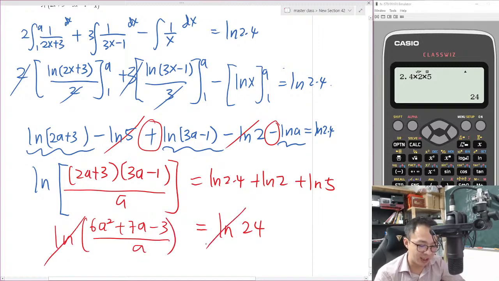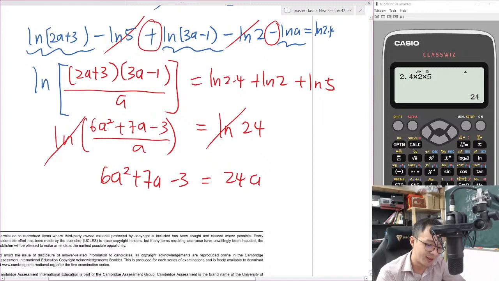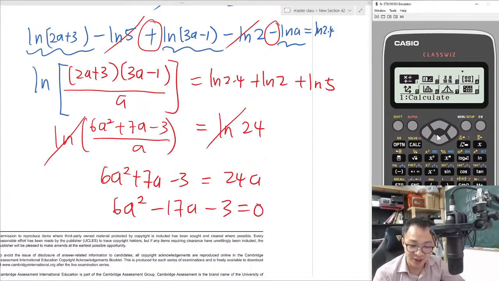So ln and ln I can cancel out now. So 6a squared plus 7a minus 3 equals 24a. 6a squared, this one will be minus 17a minus 3 equals 0. I pretty much need a calculator for it. EQN, polynomial, choose 2. So I type 6 here, I type negative 17 here, I type minus 3 here.